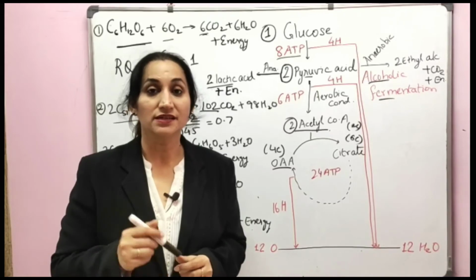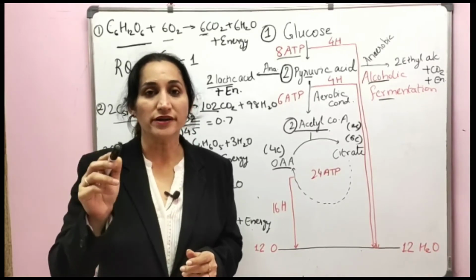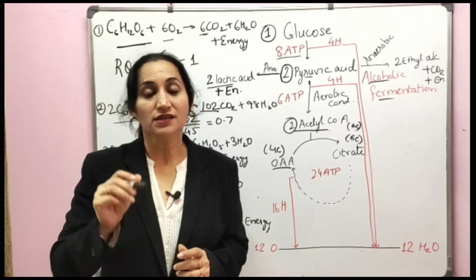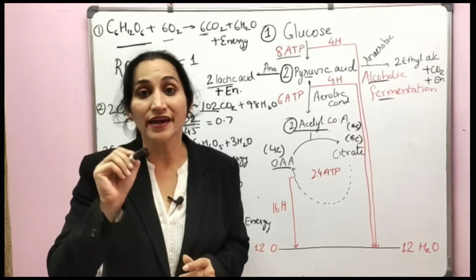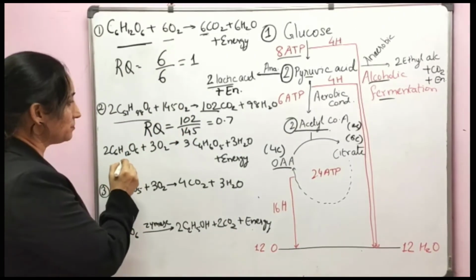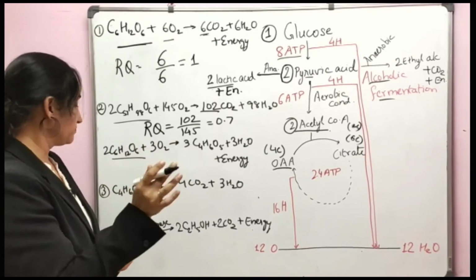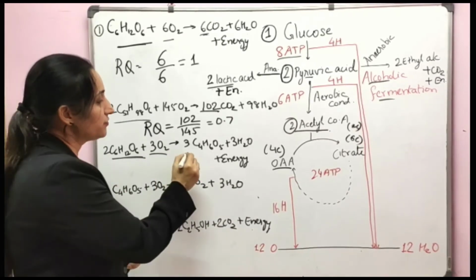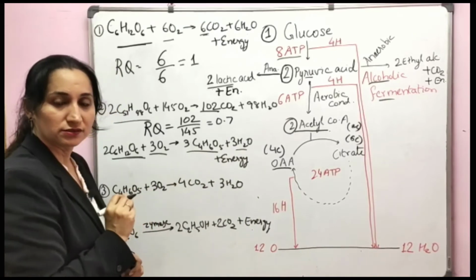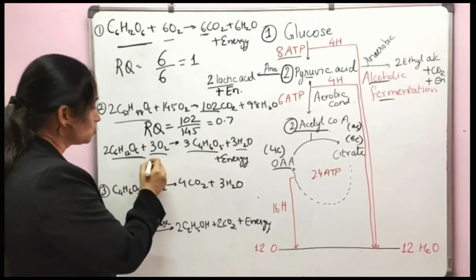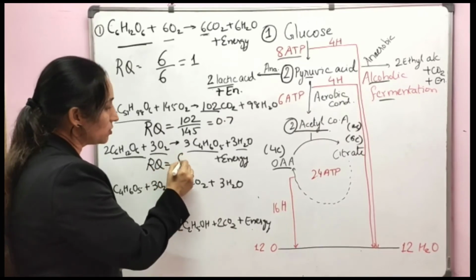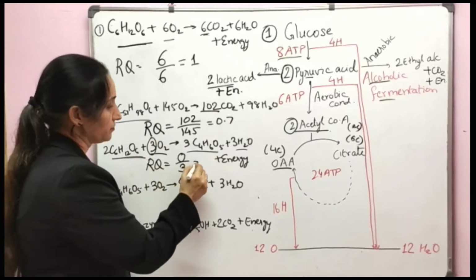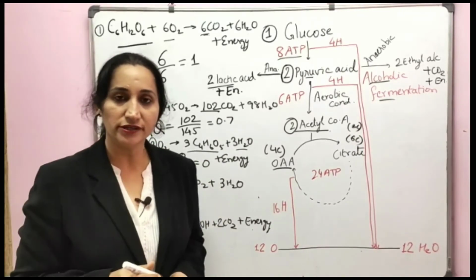In succulent plants like Opuntia, the carbohydrates are not completely oxidized to carbon dioxide and water. Instead, they are oxidized to organic acid. For example, when carbohydrate undergoes oxidation in succulent plants, it releases malic acid and water. It does not release carbon dioxide. So what will be the RQ? Carbon dioxide 0 by 3, where 3 is the volume of oxygen. So it's 0, again less than unity.